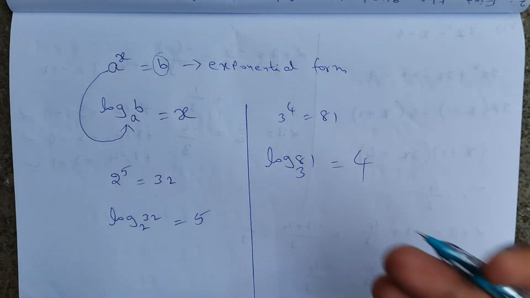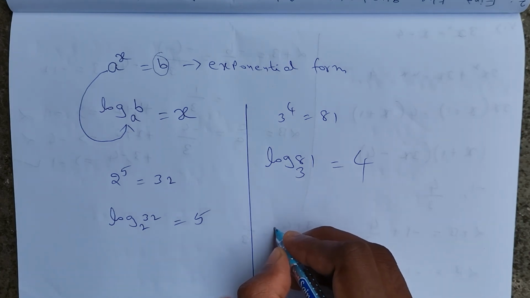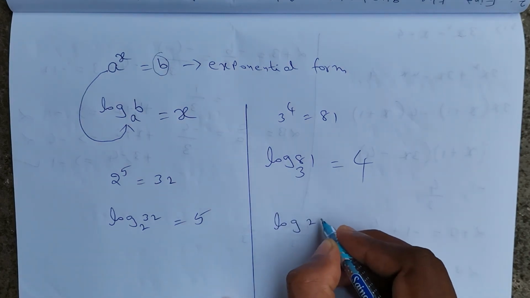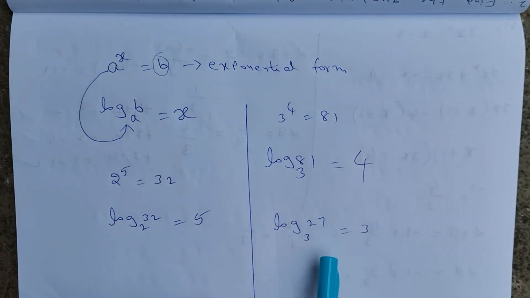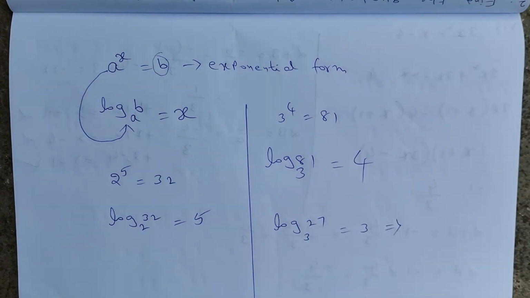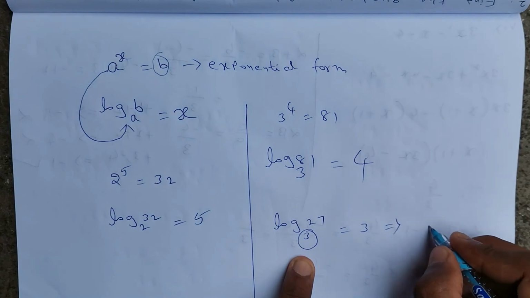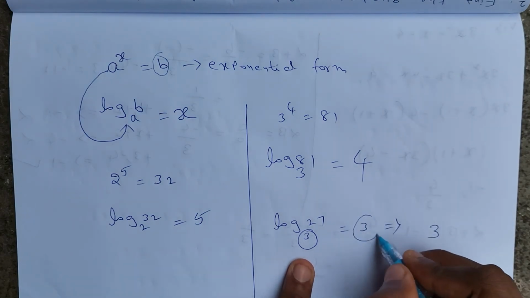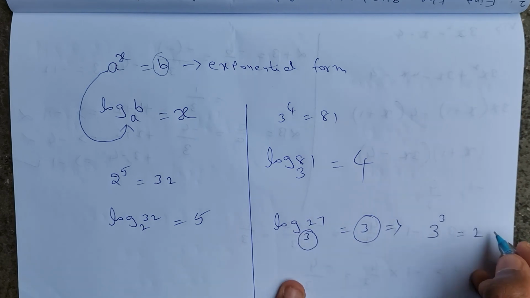If they ask in reverse also, let us check in reverse then. Log 27 base 3 is equal to 3. Now I gave the question itself in logarithmic form. We need to convert this logarithmic form to exponential form. Here it is the base, write it as it is as the base only. The answer, make it the power. Here, whatever the log is of, write that as the answer.